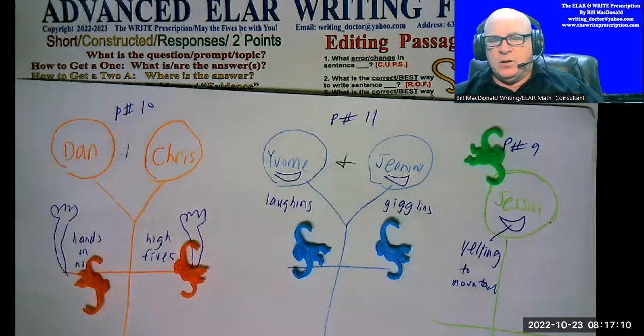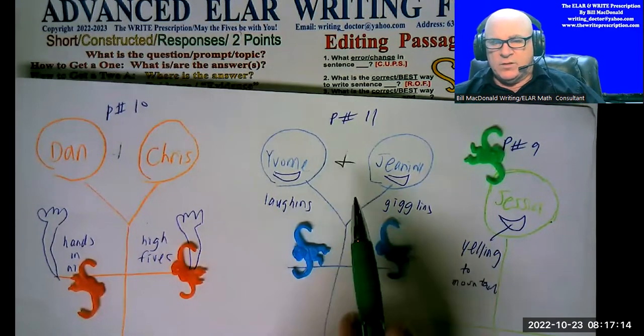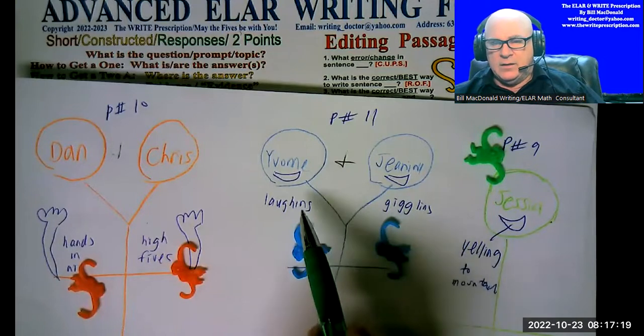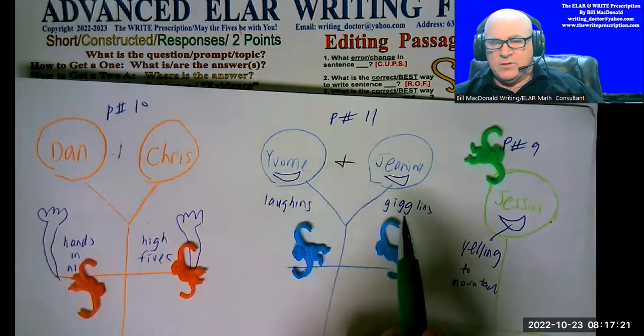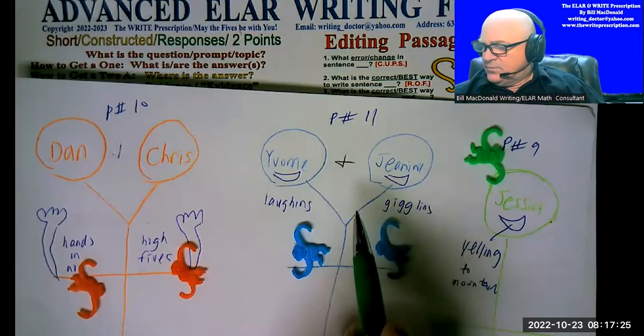Yvonne and Janine are going to be the blue monkeys, the blue section of the question that's being asked. They're laughing and giggling. It doesn't say they're laughing and giggling with each other. So again, they're focused more on the event itself than each other.